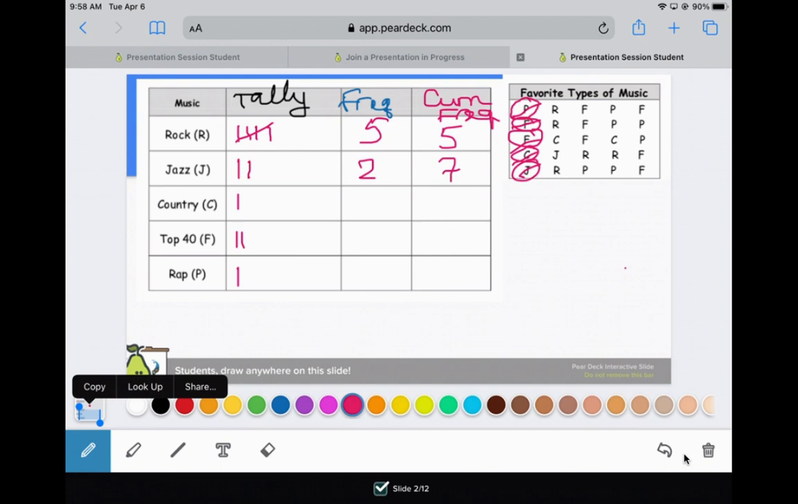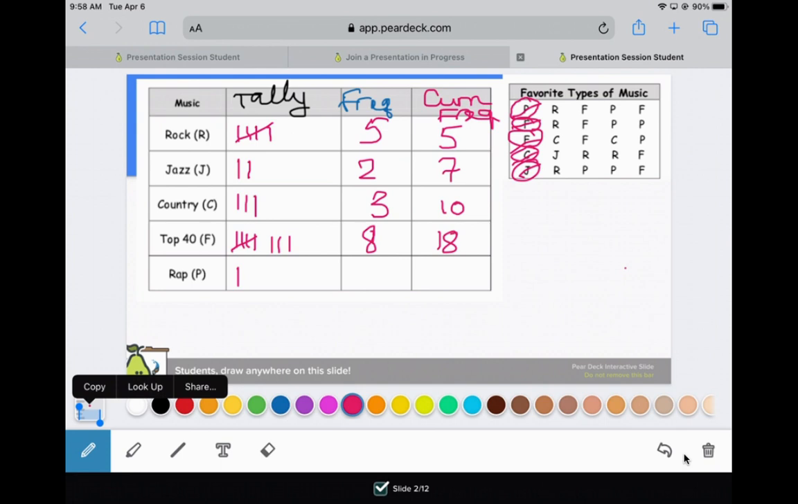So country music, I have 3 for the tally mark. To find the cumulative frequency, I'm adding, right? So I'm taking 7 plus 3, that gives me 10. The top 40, there are 8 tally marks. 1, 2, 3. That's 8. And then I would take 10 plus 8, which gives me 18 for the cumulative frequency.